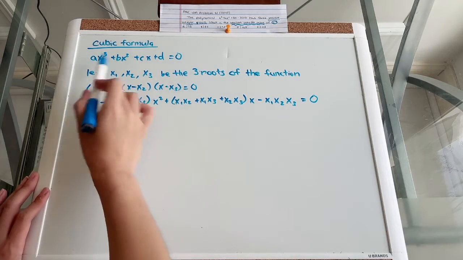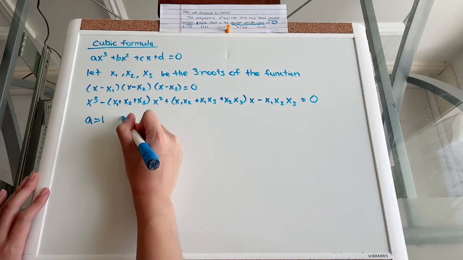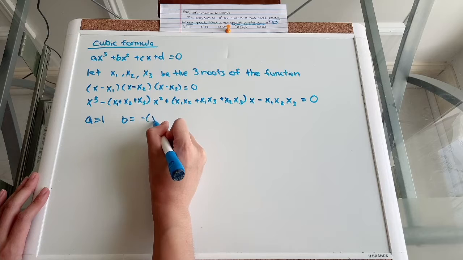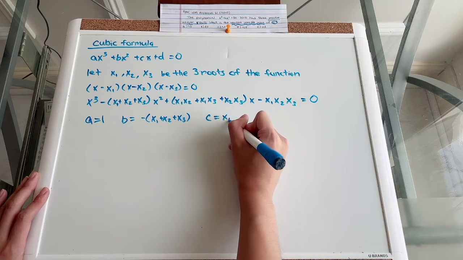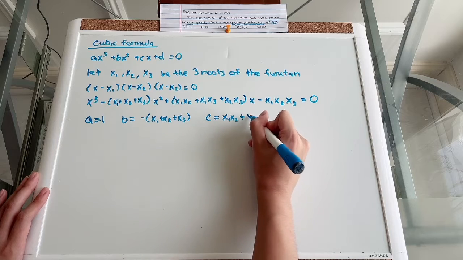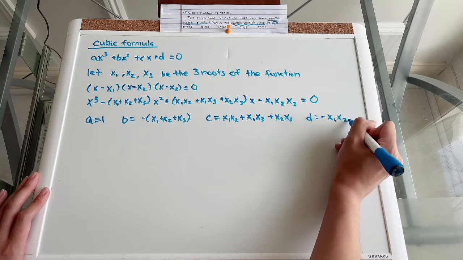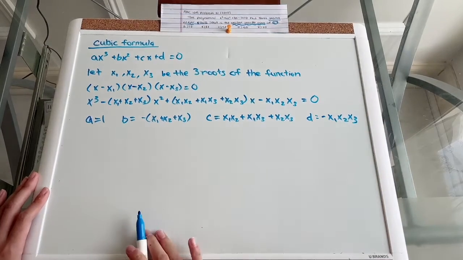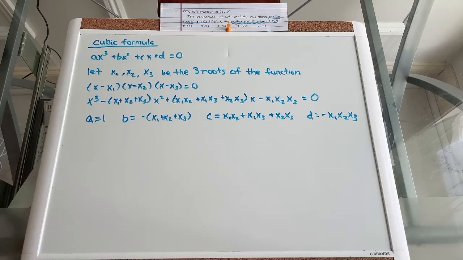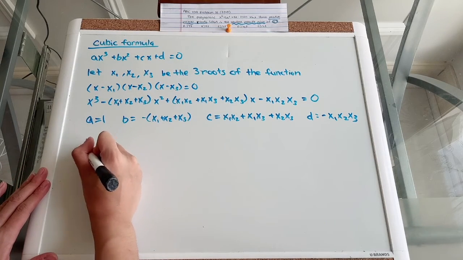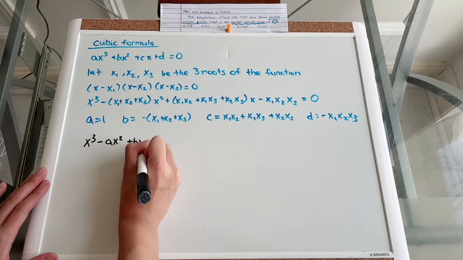If we're looking at the a, b, c, and d, then we can just say that a is equal to 1, b is equal to negative (x1 plus x2 plus x3), c is equal to x1 x2 plus x1 x3 plus x2 x3, and d is equal to negative x1 times x2 times x3. This is for any cubic formula that is put into standard form. In our case, the polynomial is x cubed minus ax squared plus bx minus 2010.